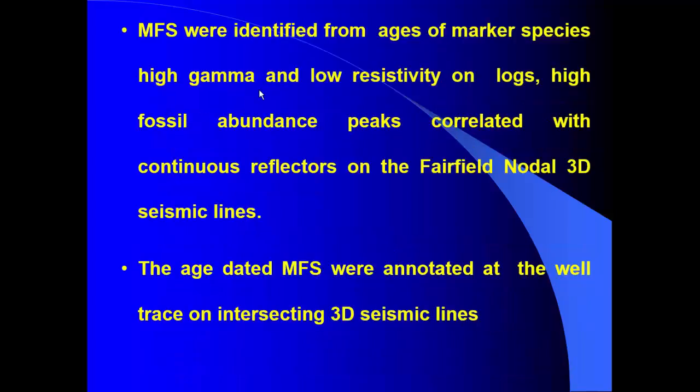Maximum flooding surfaces were identified from ages, marker species, high gamma, low resistivity on logs, high fossil abundance peaks, correlated with continuous reflectors on the Fairfield nodal 3D seismic lines. The age-dated maximum flooding surfaces were annotated at the well trace on intersecting seismic lines.